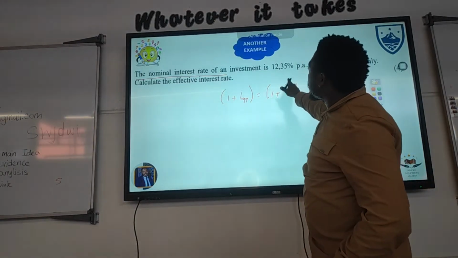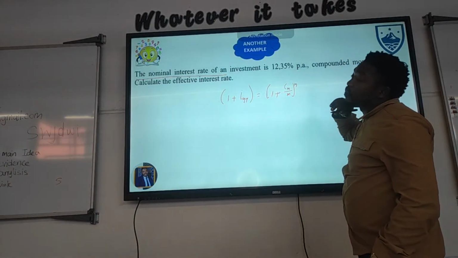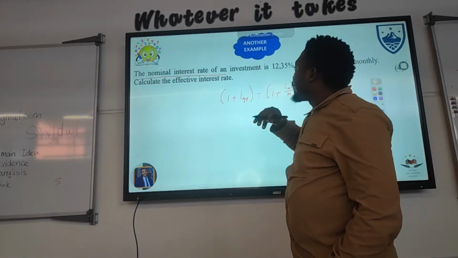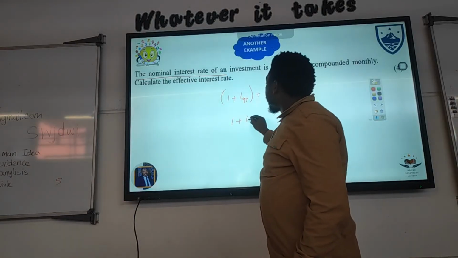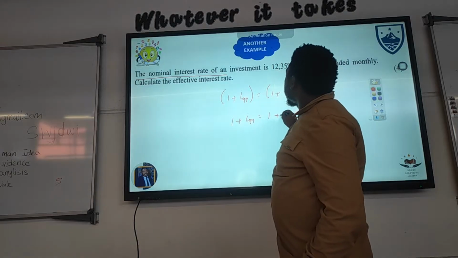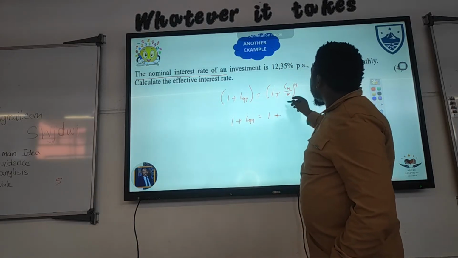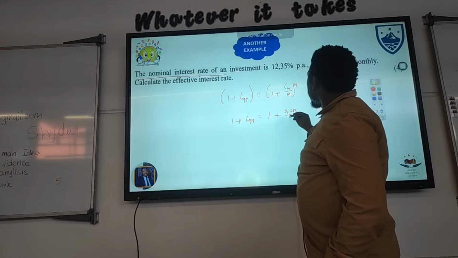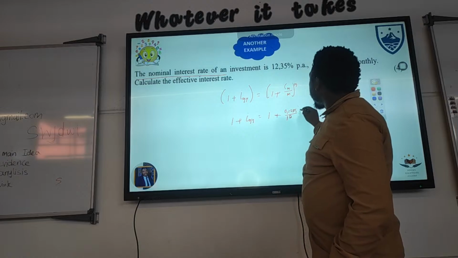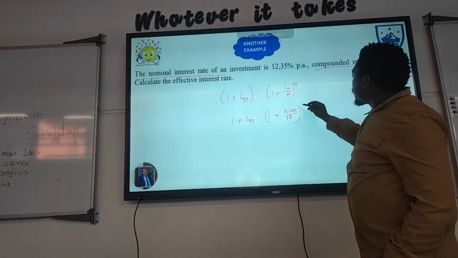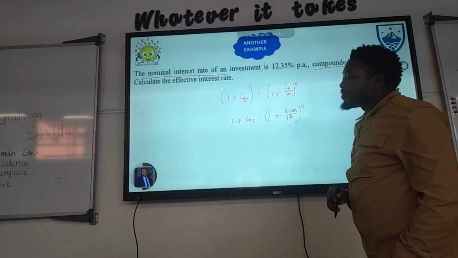So the interest rate that is given to us is actually 12.35% per annum compounded monthly. We want to calculate the effective interest, so we're going to have 1 plus effective interest, which is equal to 1 plus, and our nominal interest was actually 0.1235. Then we're going to divide it by 4. No, divided by 12. Good, divided by 12. Why by 12? Because it was compounded monthly. So if you divide by 12, you must also raise to the power of 12.